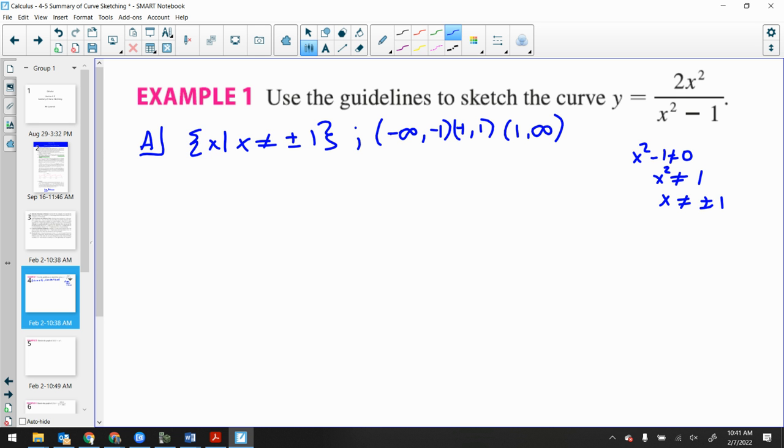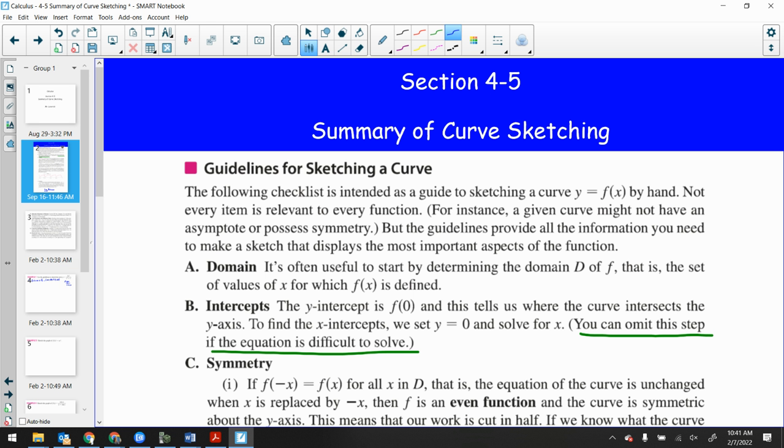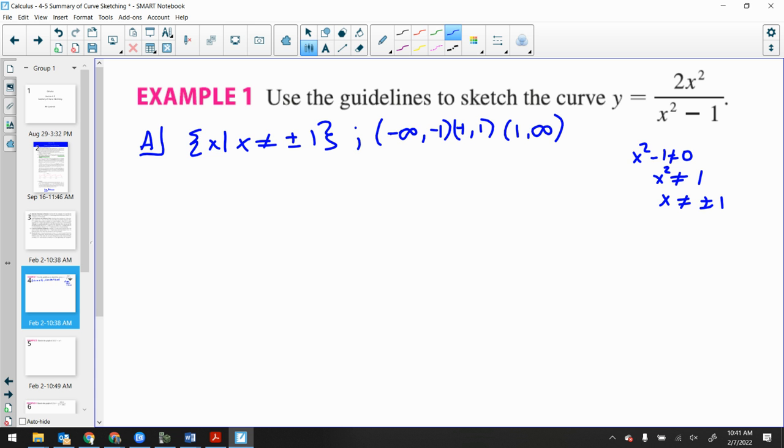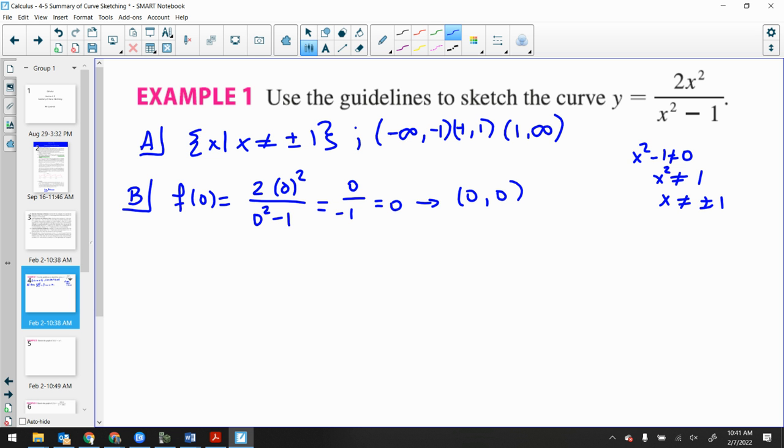The second thing would be to see what the intercepts are. So let's find our y-intercept. Let's see f of 0. This would be 2 times 0 squared over 0 squared minus 1. So that's 0 over negative 1, so 0. So I know it's going to run through 0, 0. That's our y-intercept, and coincidentally enough, one of our x-intercepts as well.